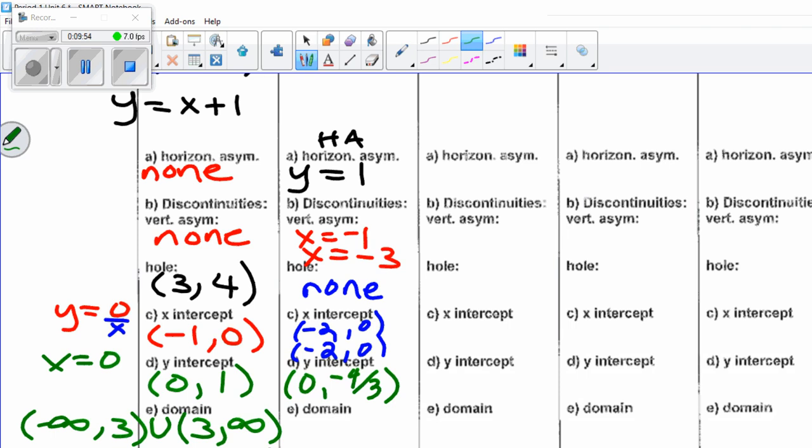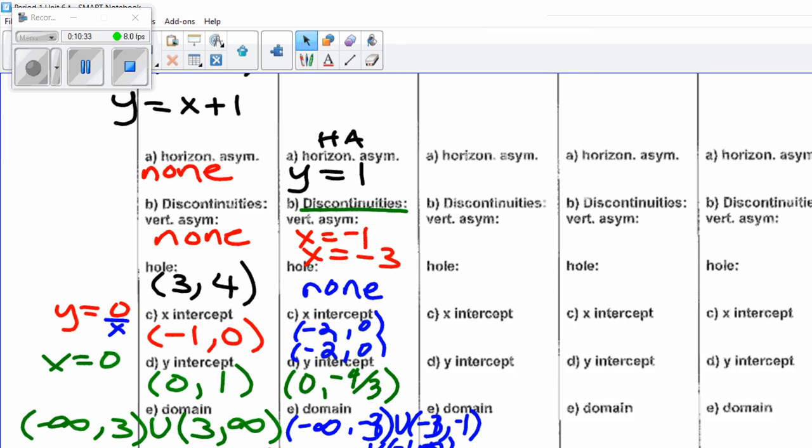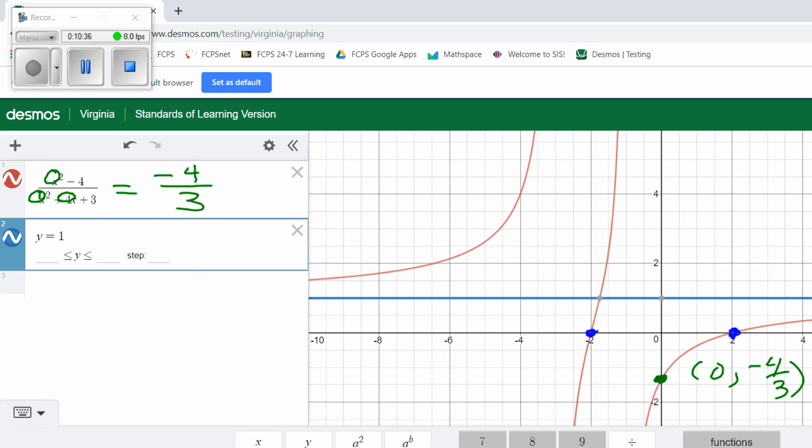And then for my domain, all I have to worry about are the discontinuities, the vertical asymptotes. So I'm going to go from negative infinity, and then when I get to -3, there's a problem. Then I pick up from -3 to -1, and then -1 to positive infinity. You can see those different things right here. So here's one domain, the other domain, and the other domain. It's three different intervals.